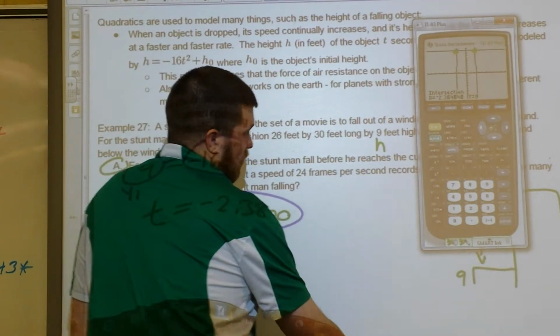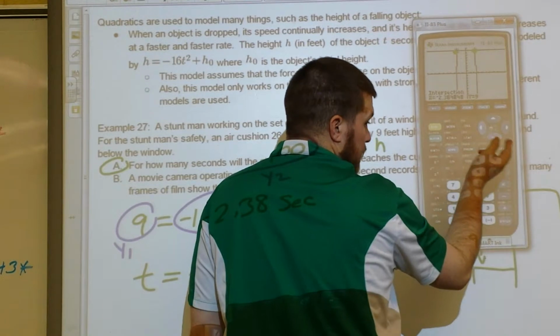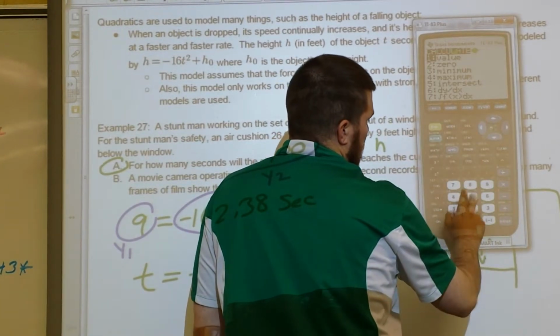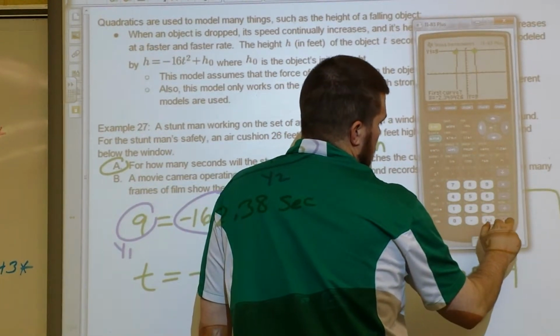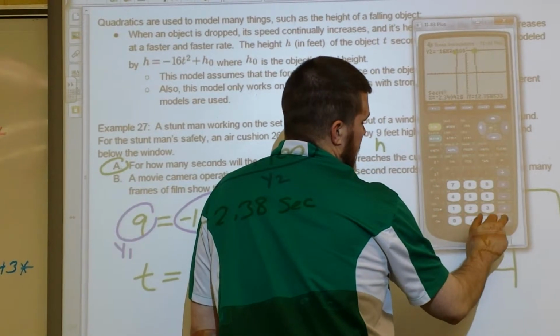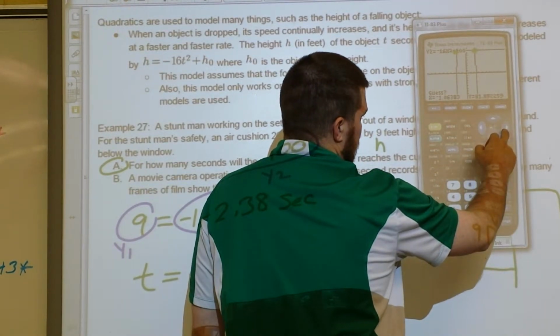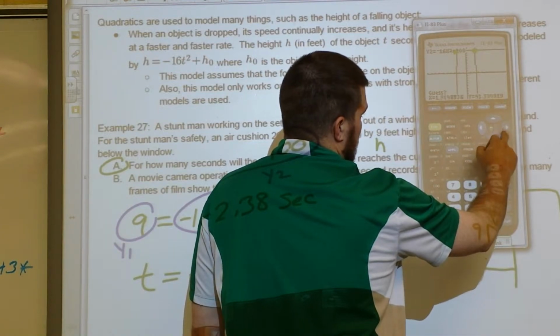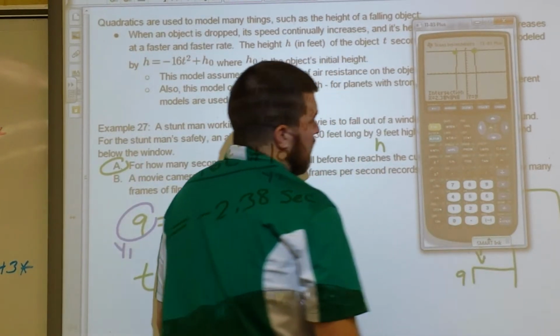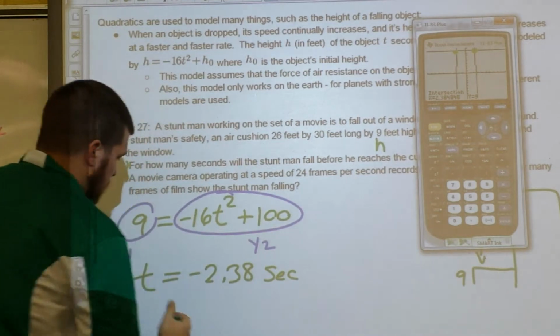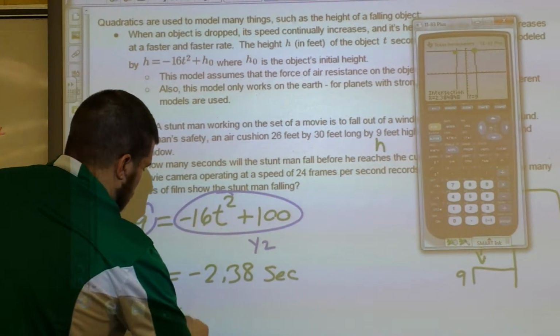Let's find the other point of intersection over here on the right. So repeat the process. Second calc, option 5 for intersection. First curve, just hit enter. Second curve, just hit enter. And then guess. I'm going to move over to the right until my cursor is in position. And that's probably pretty good there. And I get positive 2.38 for my time.